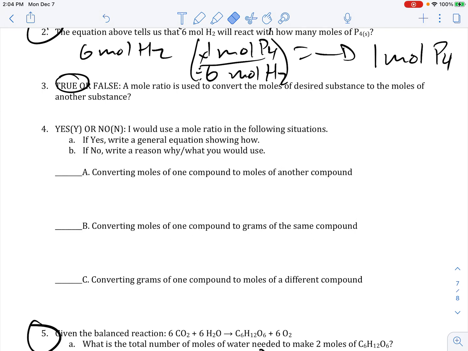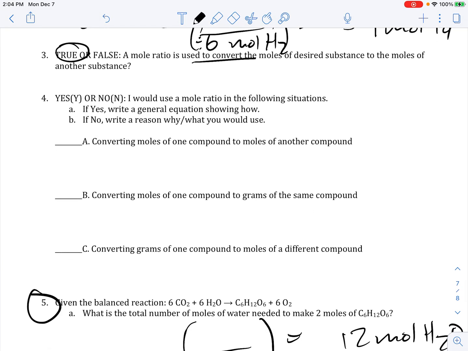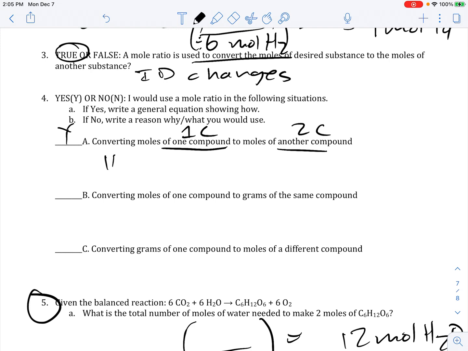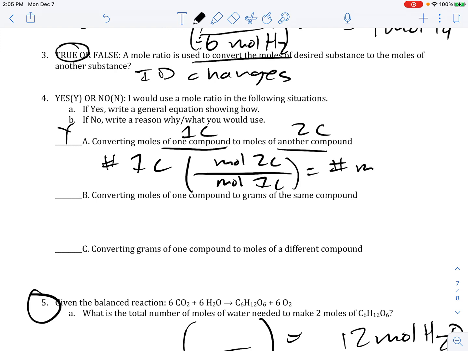Now, one thing to note, and I'm going to answer these, is a mole ratio is used to convert moles of one substance to another. So basically the identity changes. So if the identity changes, I need a mole ratio. Moles of one compound to moles of another, yes, I need a mole ratio. I'm going to name this 1C and this 2C. Okay, so you're going to have a number of 1C. You're going to have moles of 1C on bottom, moles of 2C on top, and I'll get my answer, some number, a mole of 2C. Same compound means no.